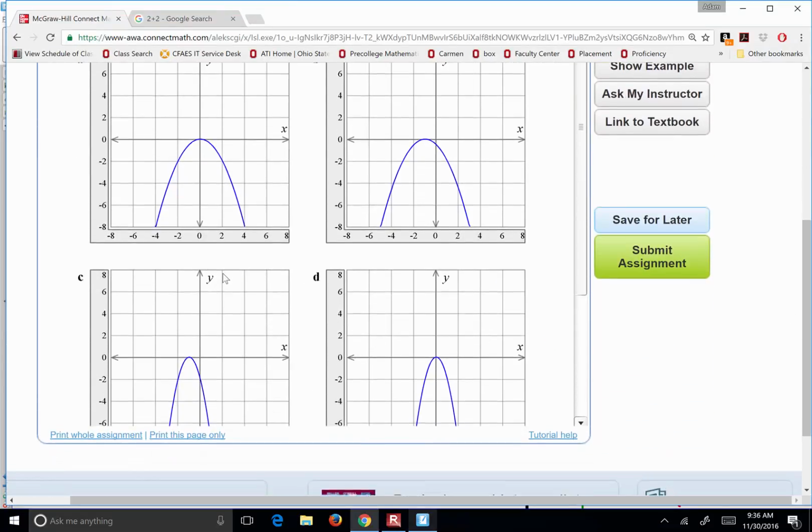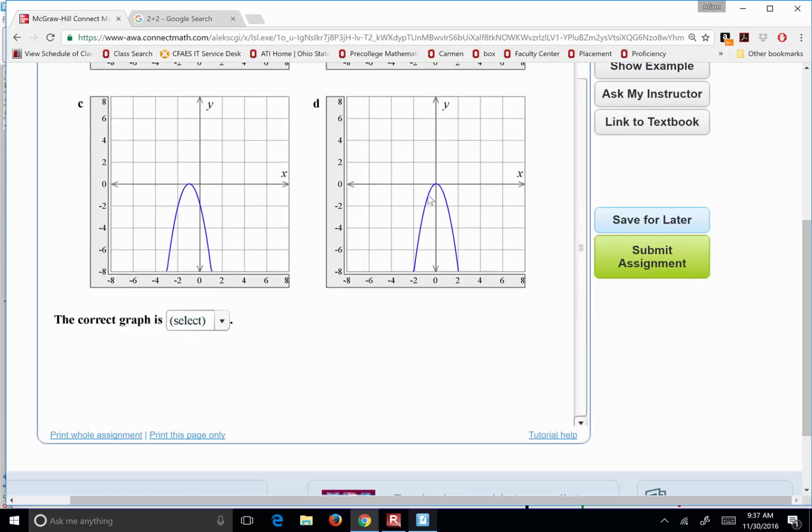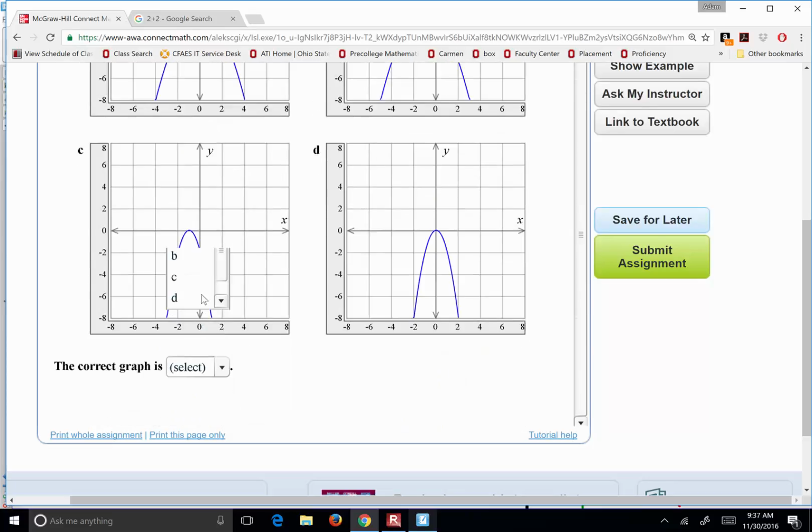So all upside down, shifted, neither B nor C can be right. Is it A or D though? D. Because it's the skinny one.